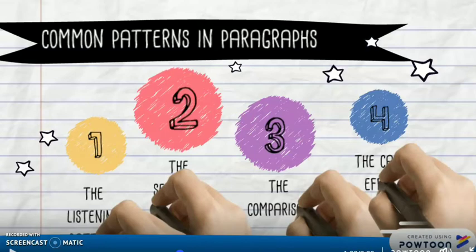The comparison patterns. In these patterns, the main idea tells you about two things, people, or ideas. It tells how they are similar or different. The paragraph tells about the ways they are similar or different. Okay. And the cause-effect patterns. In these patterns, the main idea tells you that something causes something else, or is caused by something else. The paragraph tells about the causes and or the effects.